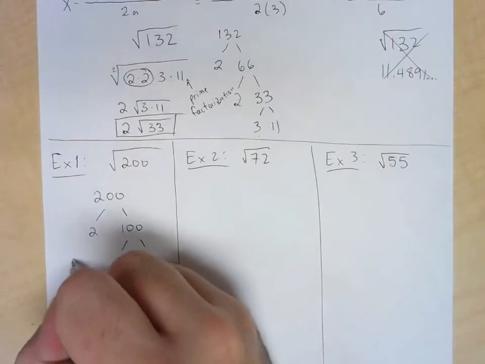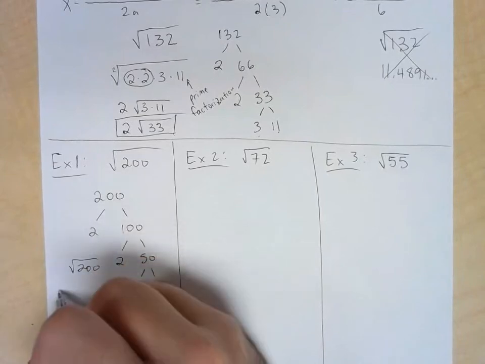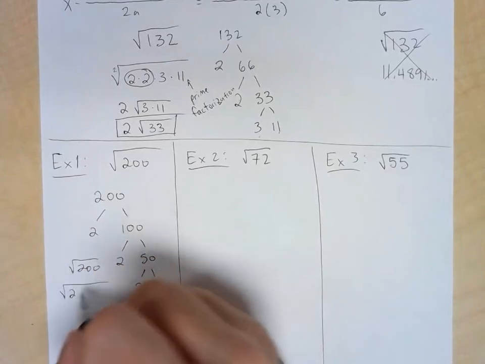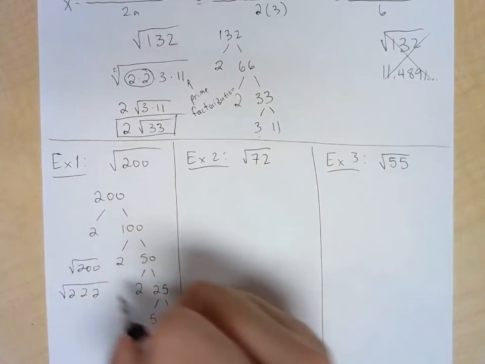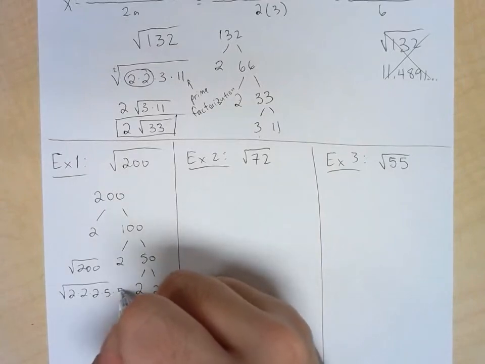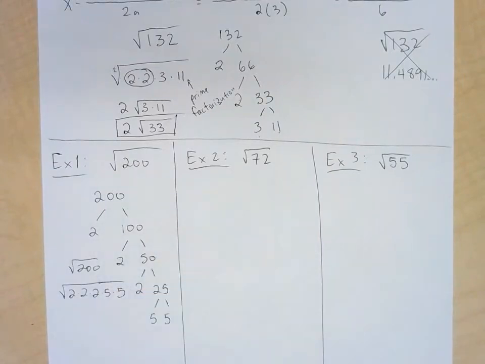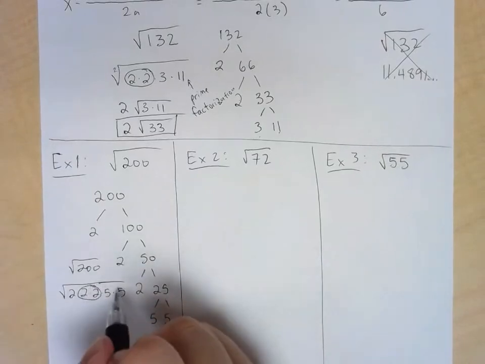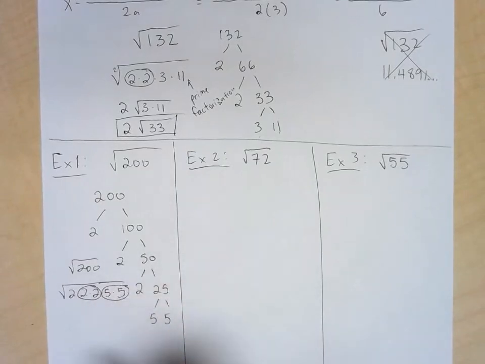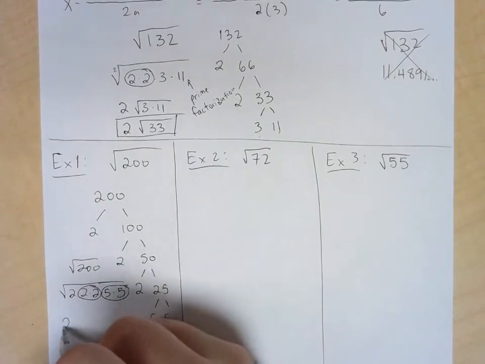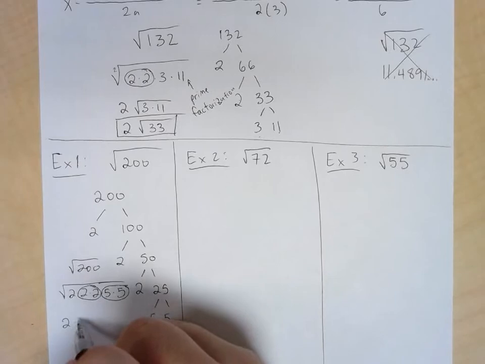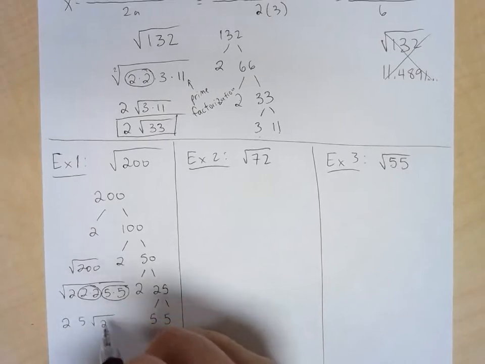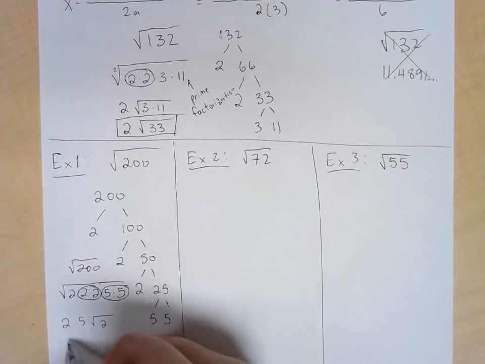So the square root of 200 is the square root of 2 times 2 times 2 times 5 times 5. I'm going to circle the ones that are pairs: a pair of 2's, a pair of 5's. So I'm bringing one of the 2's to the outside, one of the 5's to the outside, and leaving a square root of 2 on the inside. The only thing for me to wrap up is 10 square root of 2.